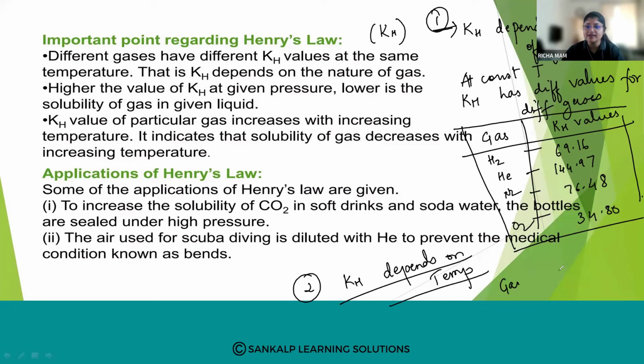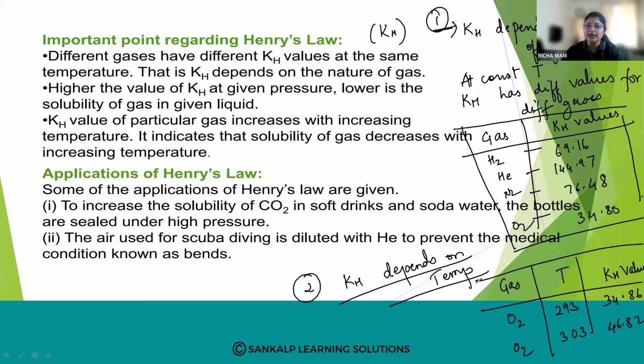If I have a gas, temperature, and the KH value. So the gas, like I have taken oxygen, and there are two temperatures: 293 and one more, 303. The KH value you can see here is 34.86 and here it is 46.82. So the KH value depends on temperature. For this temperature the KH value is different, and for this temperature the KH value is different.